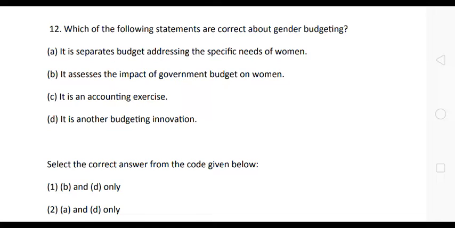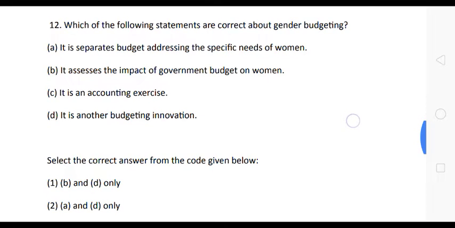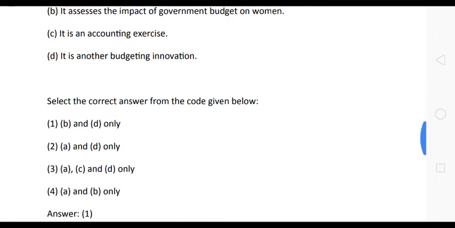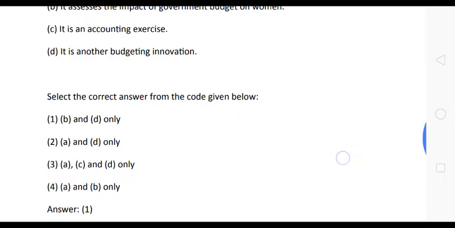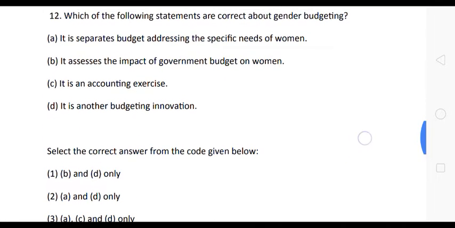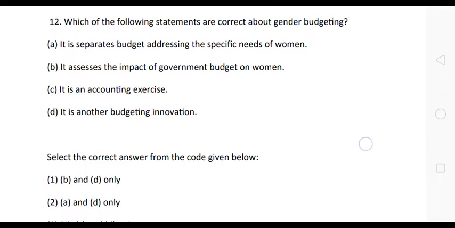A and D statements are correct about gender budgeting. It is a separate budget addressing the specific needs of women. This is correct. And D, it is another budgeting innovation. This is also correct. Here the correct answer is option 1, B and D.